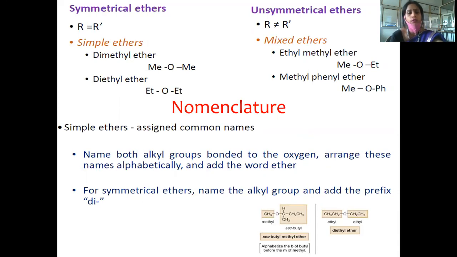Then if you see the nomenclature, the simple ethers are assigned common names. So first of all, what is done? You name both the alkyl groups bonded to the oxygen atom, arrange them alphabetically and add the word ether. For symmetrical ethers, where both the alkyl groups are the same, name the alkyl group and add the prefix di. For example, if both the groups are methyl, it will be called dimethyl ether. Both ethyl, it will be called diethyl ether. If one is methyl and the other is isobutyl or secondary butyl, it will be called secondary butyl methyl ether. Why? Because butyl, B, comes first alphabetically before M.